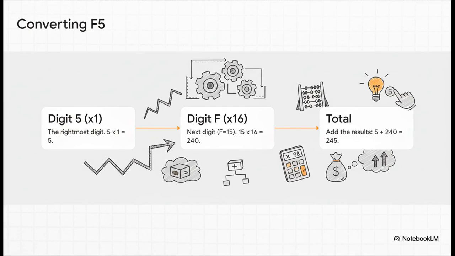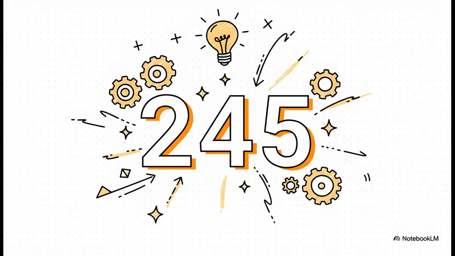Okay, so watch this. We always start from the right. The first digit is 5, and it's in that first position, the ones place. So that's just 5 times 1, which is 5. Easy enough. Now we move one spot to the left, to the F. This is in the 16's position. We know from our chart that F is really 15, so we multiply 15 by 16, which gives us 240. And the final step? Just add them up. 240 plus 5 gives us 245. And there it is. No magic, just math. The mystery of F5 is officially solved.